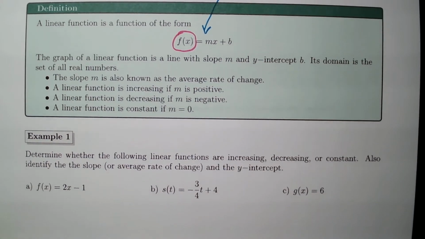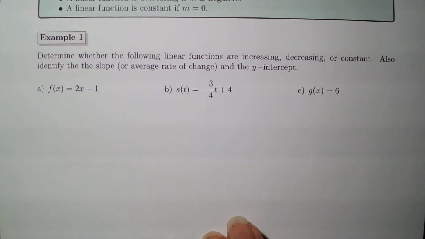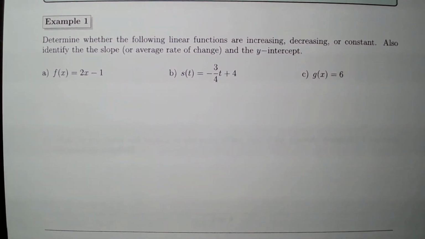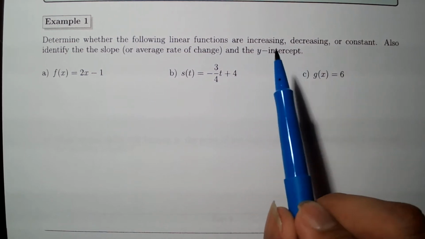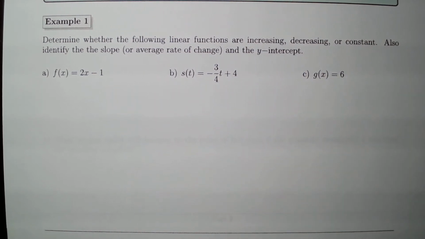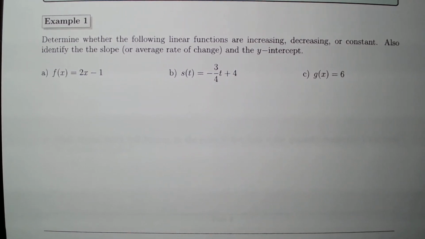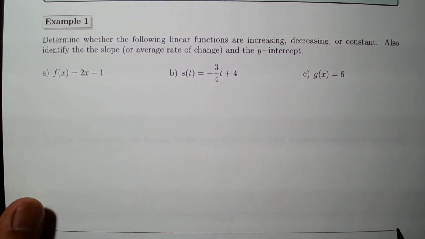So here is where we connect with the material from the previous chapter, in which we went over functions that are increasing, decreasing, or constant on certain intervals. In this case, we are going to determine whether the following linear functions are increasing, decreasing, or constant. Also identify the slope, or the average rate of change, and the y-intercept.